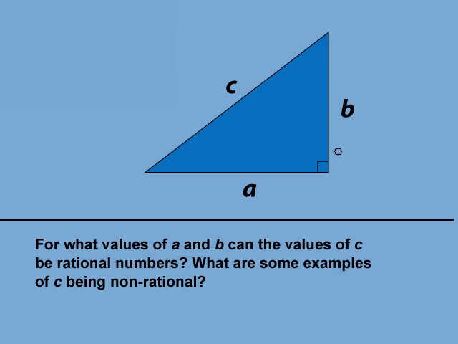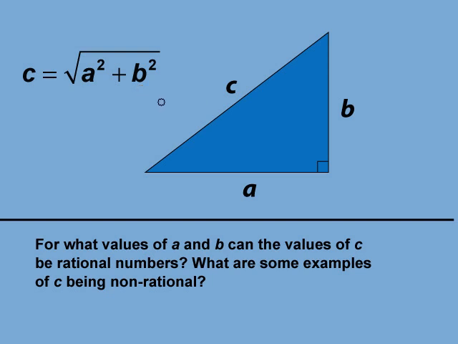This is a right triangle. The corner is a 90-degree angle. These sides are known as the legs of the right triangle, and this side is known as the hypotenuse, which is labeled c. To calculate the value of c, use this formula. c equals the square root of the quantity a squared plus b squared.